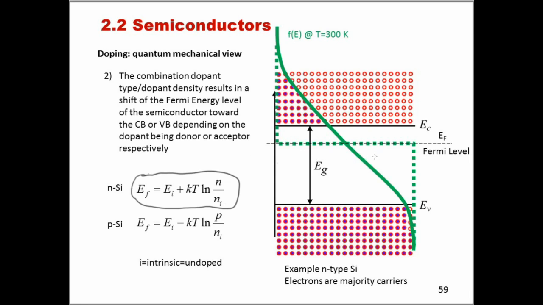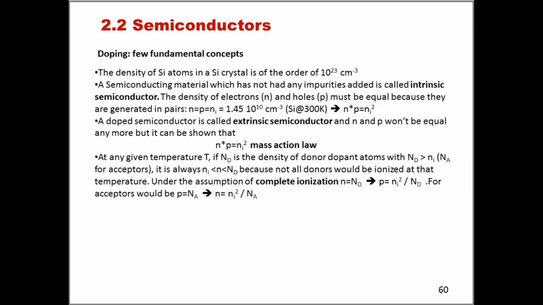And so by moving the Fermi level, for example, upward in the case of n-type silicon, this effectively means that at the same temperature, doped silicon will have more electrons in the conduction band than intrinsic silicon.